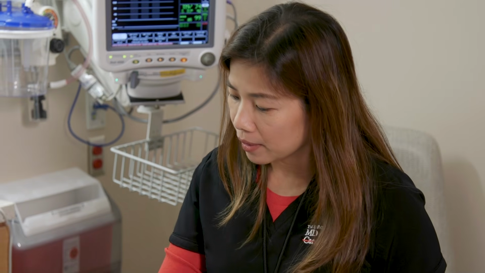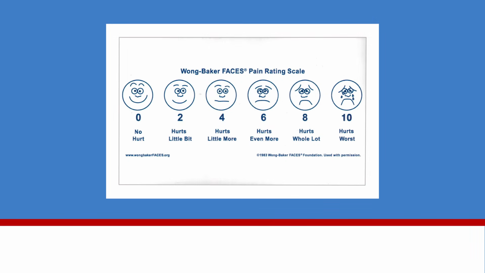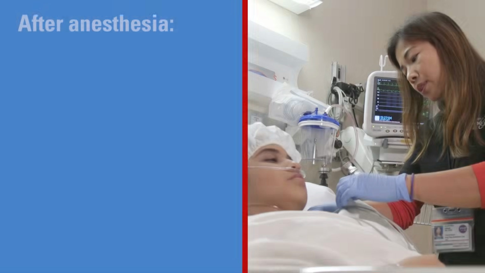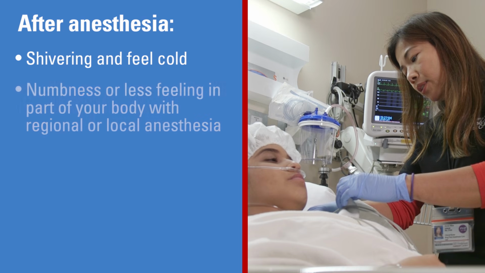Your nurse will ask you to rate your pain level using a pain score from 0 to 10, 0 being no pain, and a 10 being pain as bad as it can be. Some things you may experience after anesthesia. You may have shivering and feel cold when you first emerge from anesthesia. You may feel some numbness or less feeling in a part of your body if you had a regional anesthesia or if your surgeon used local anesthesia medicine.